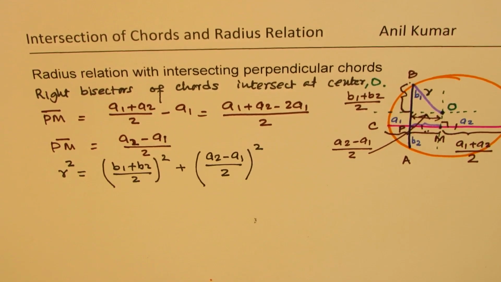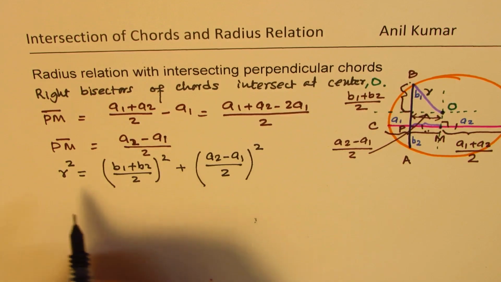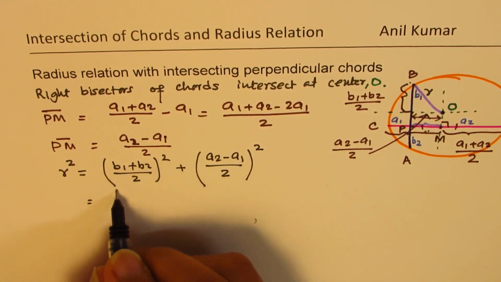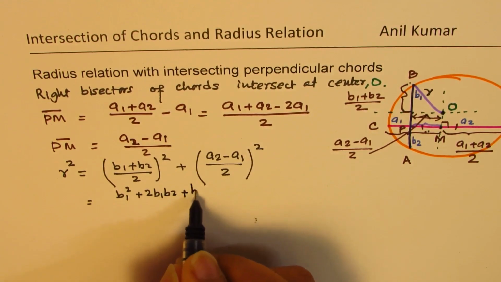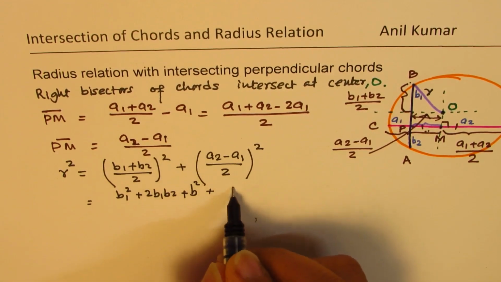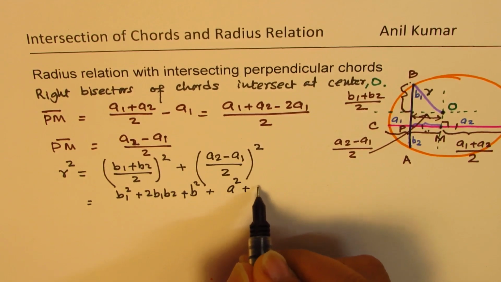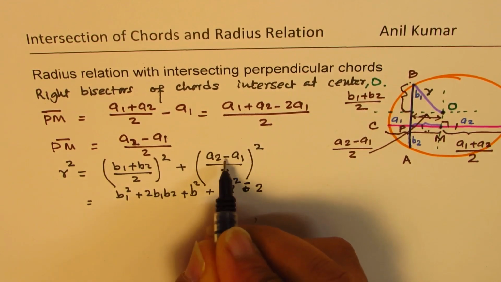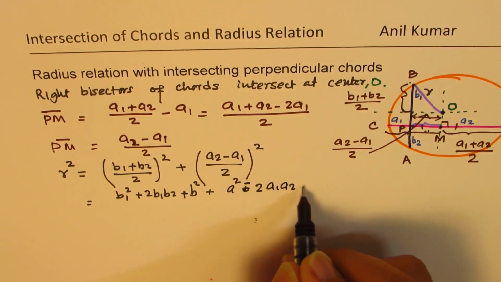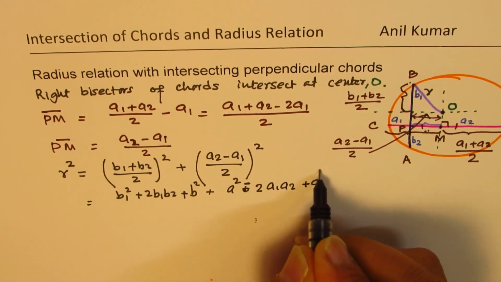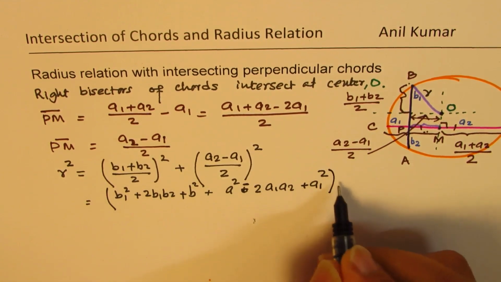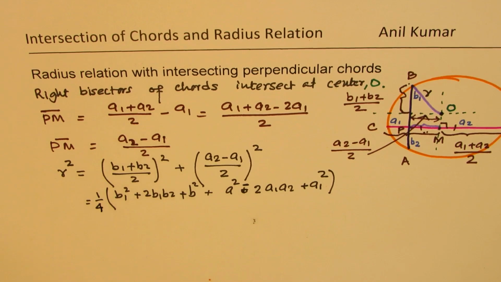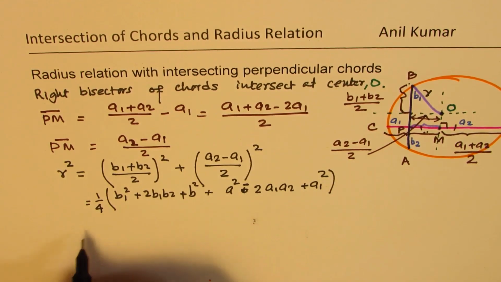Clear? Correct. Now let's expand and simplify. So what we get here is b1 square plus 2b1 b2 plus b2 square, and in this case we get a2 square minus 2 a1 a2 plus a1 square, correct, divided by 4. So we can write it as 1 over 4 here. Clear? Okay. Now let me rearrange this.